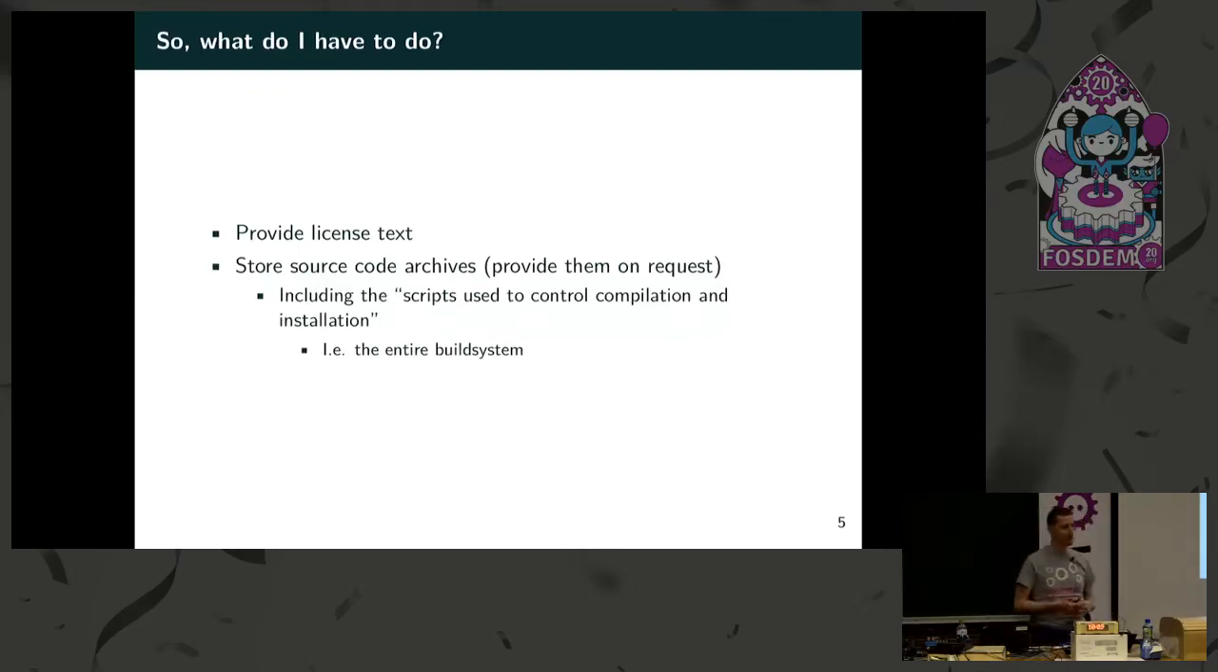But you also should store the source code archives for all the packages. You don't have to provide them beforehand, differently from the license text, but you have to provide a written offer to release the source code to anybody who asks. So it's a good idea to have saved them beforehand when you're sure you have them.